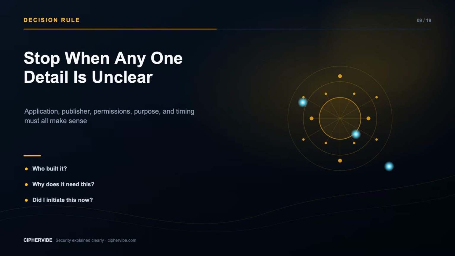Before allowing access, ask 5 questions. Do I recognize the exact application? Is the publisher expected and verified? Do the permissions match the feature? Did I initiate this action? How long will access persist? If any answer is unclear, cancel and verify through a known channel.